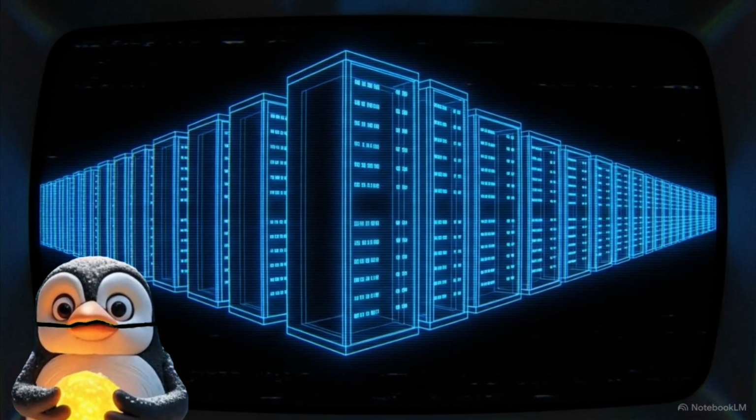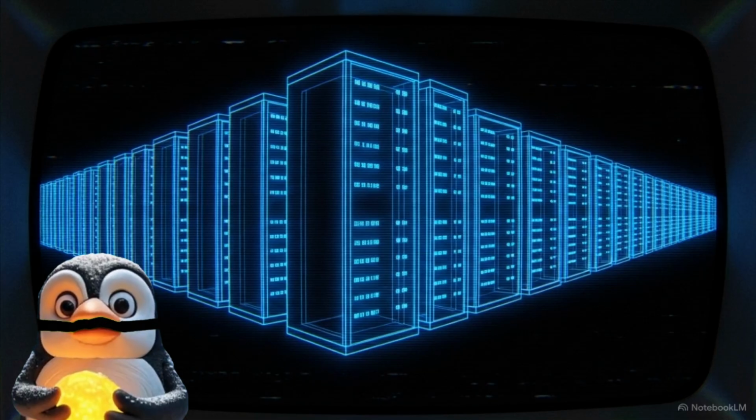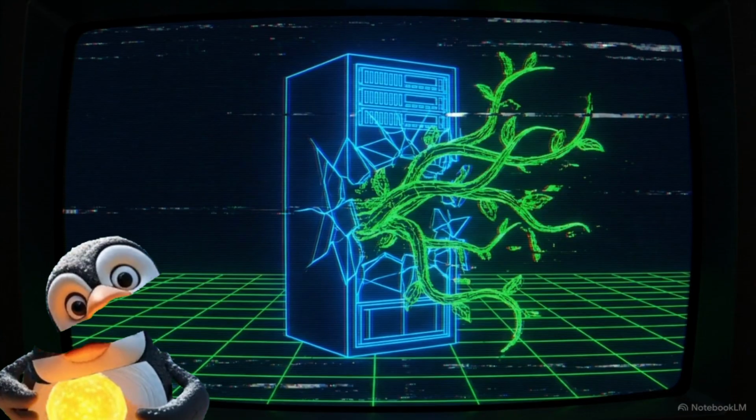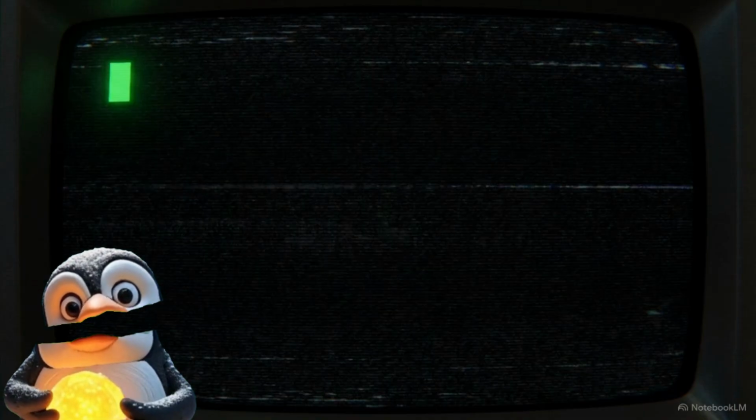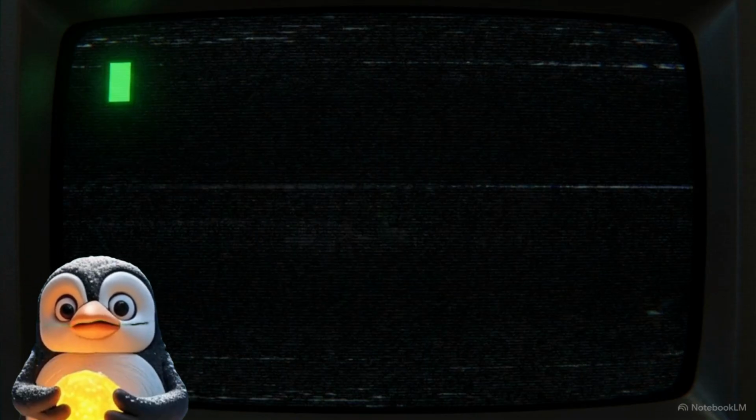We build pristine, rigid digital structures to map our world, but organic chaos will always break the boxes we try to put it in, leaving behind nothing but a silent machine. End of line.